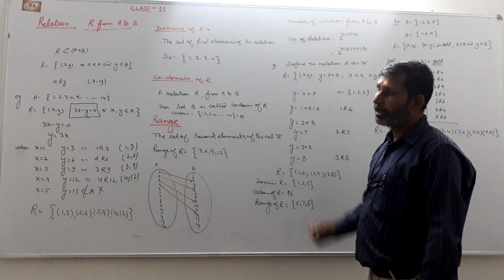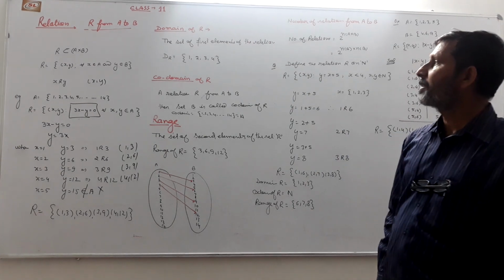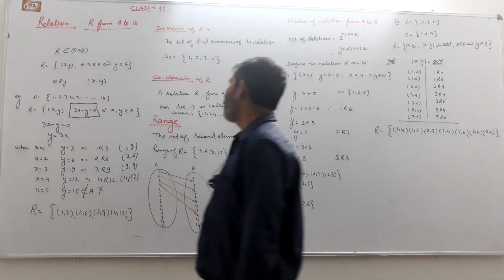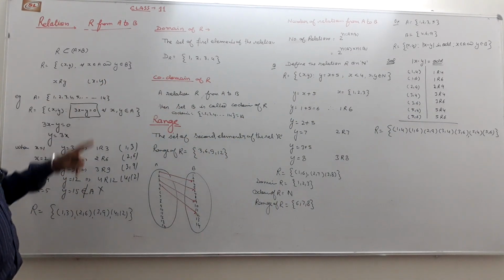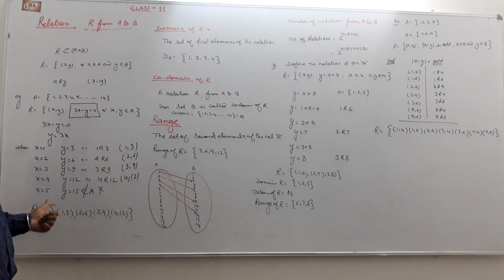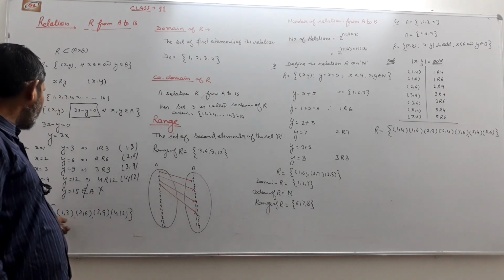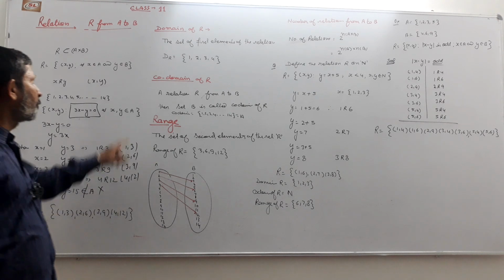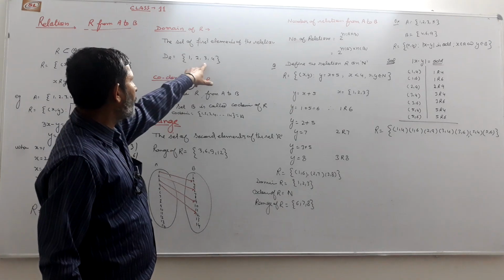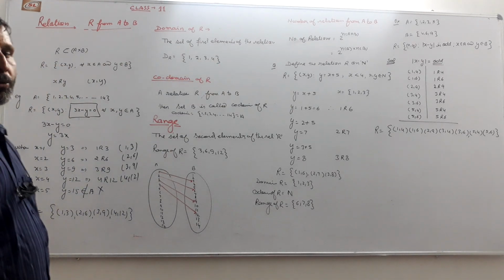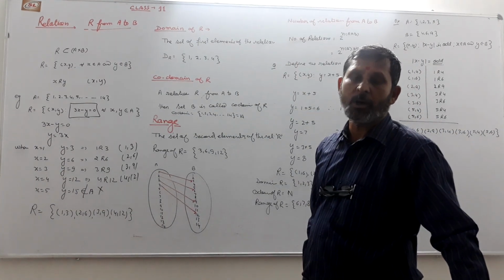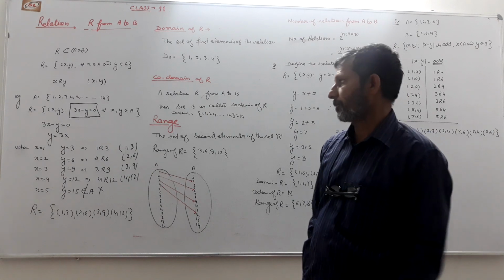In this part, relation, there are three definitions. One is the domain of the relation, second is the codomain, and third is the range of the relation. What is the domain? Domain is the set of all the first elements of the relation. The relation is this, then the first elements are 1, 2, 3 and 4. So the domain of this relation is 1, 2, 3 and 4. The domain is the set of first elements of the ordered pairs of the given relation.